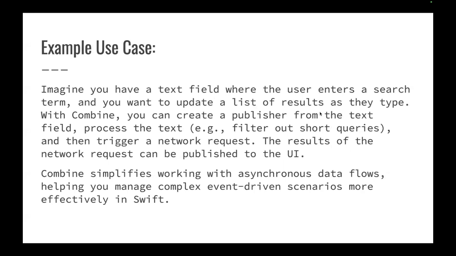Now, a use case is, imagine you have a text field where the user enters a search term and you want to update the list and the results as they type. With Combine, you can create a publisher from the text field, process the text, and then trigger a network request. The results of the network request can be published to the UI. Combine simplifies working with asynchronous data flows, helping you manage complex event-driven scenarios more effectively in Swift.